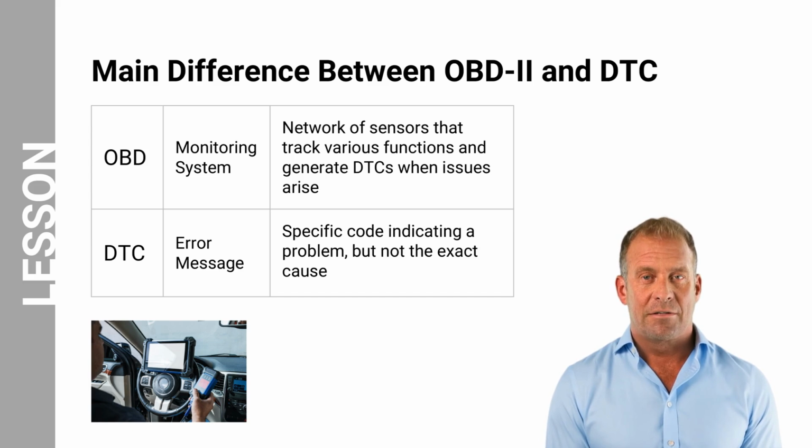Think of OBD codes like the restaurant's entire monitoring system. It includes various sensors, like thermometers in ovens, that constantly check different areas and functions, like cooking temperatures. These sensors feed information back to the digital display, which can then generate DTC's error messages. Think of DTC like a specific error message displayed on the kitchen's digital display. It pinpoints a general problem within the kitchen. For example, the code burning_smell indicates an issue but doesn't tell you exactly what's burning. Think of DTC as the what error message, and OBD as the how monitoring system that detects the problem and generates the message.